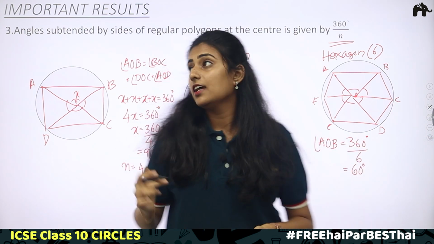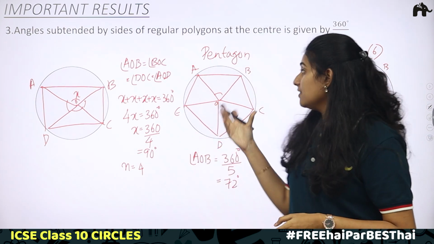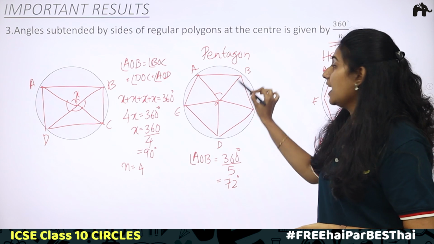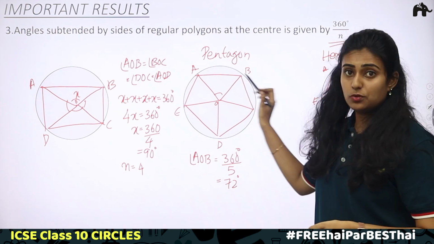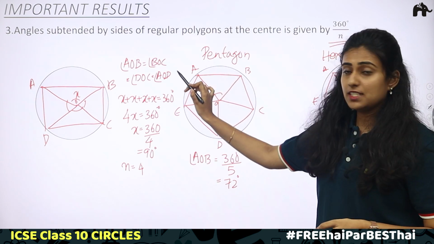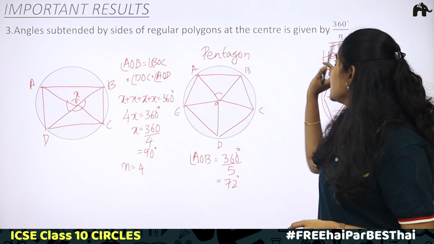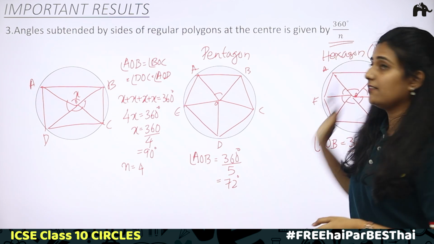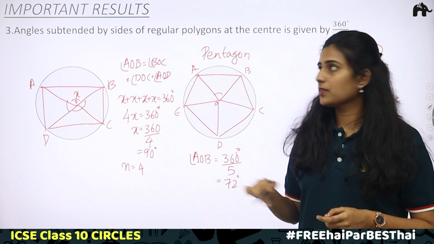Okay, if we know the number of sides, we can find the angle subtended by the sides of the regular polygon at the center. The angle subtended by sides of a regular polygon at the center is given by, we just have to know this formula, that is 360 degrees divided by the number of sides.